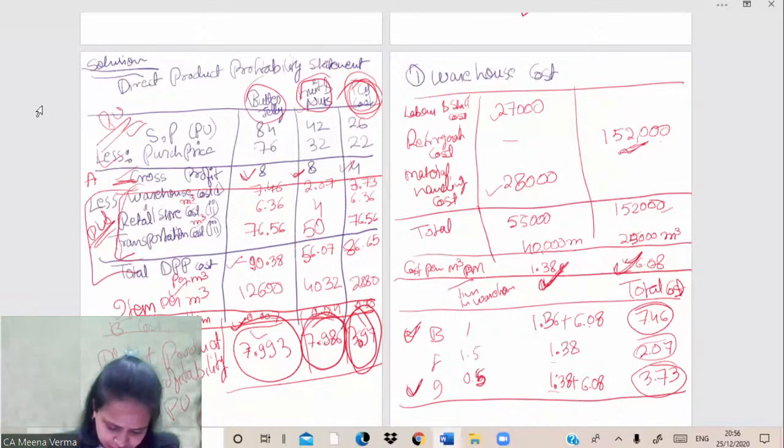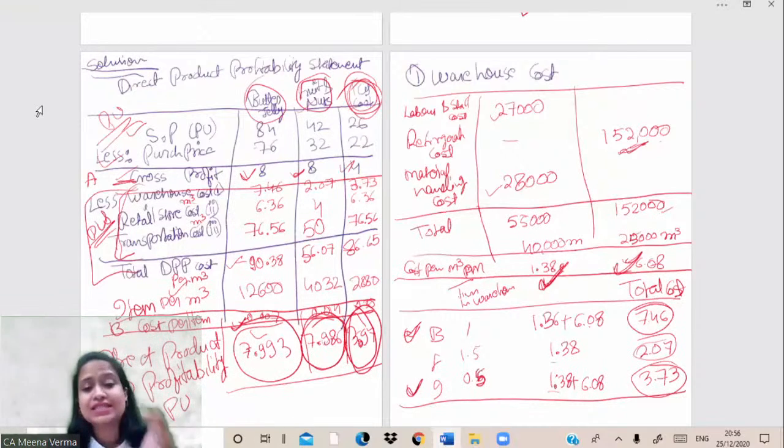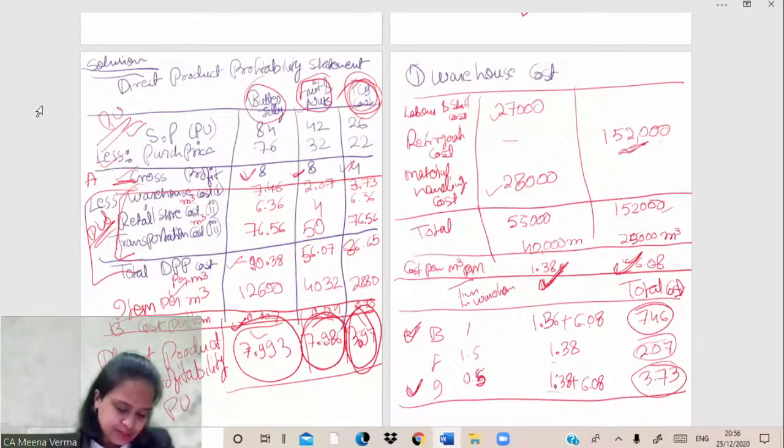Something related to analysis: in case they ask you to analyze the situation or to give a comment. In the question they have not asked you to comment or analyze, but in case the question asks you to analyze or give a comment, what comment would you give? What comment do you want to give here?